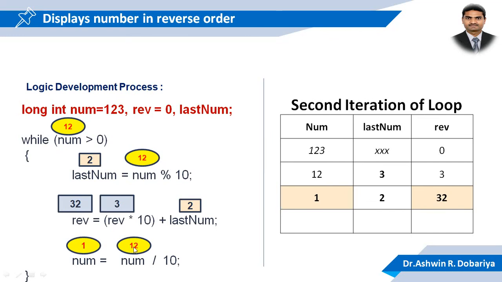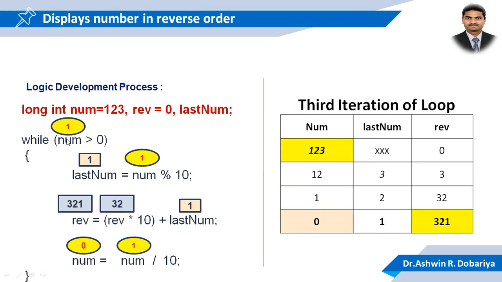And again the number divided by 10 means 1.2, and 0.2 will be ignored because it will not store the decimal values. So num becomes only 1. So the latest value of num is 1 and the reverse value is 32. Again the loop will be executed the third time. Right, now number 1 is greater than 0. Yes, this condition becomes true. Now 1 modulus 10: if the number is less than the divisor, the number itself is the modular remainder. So 1 modulus 10 returns 1. So the last num value is 1.